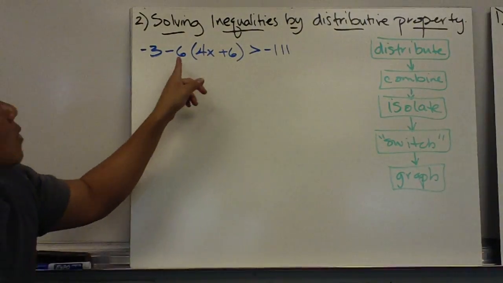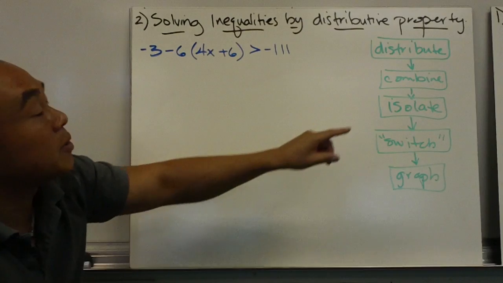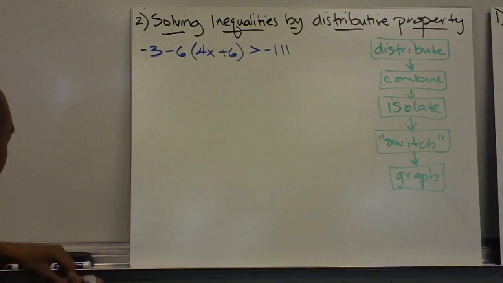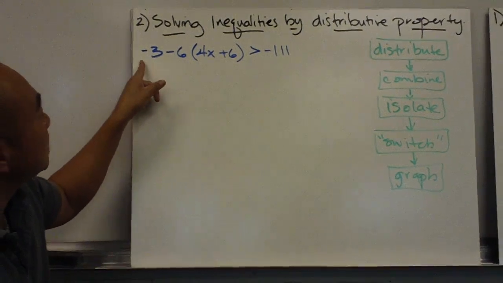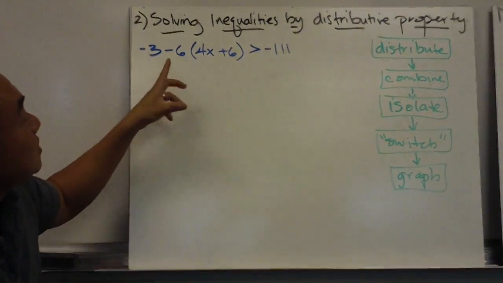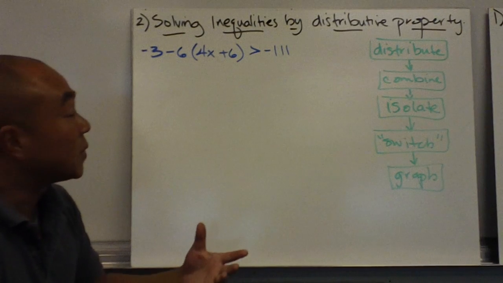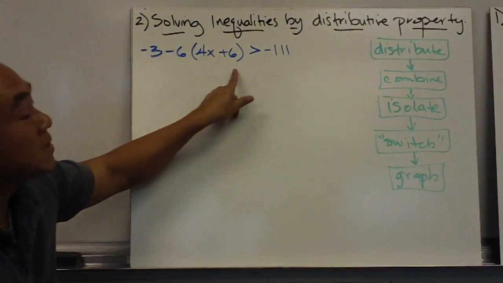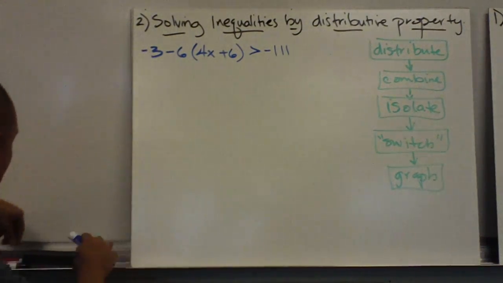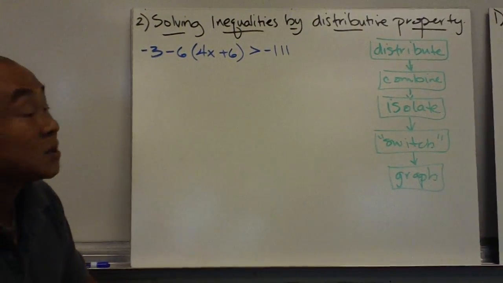Alright, how about solving inequalities with the distributive property? Here we have this problem right here. Some of you are asking, why don't we just do negative 3 minus 6 first? Because you still have to follow your order of operations. Here you have your negative 6 multiplied by the quantity 4x plus 6, so we have to do that first, because you have to do multiplication first.